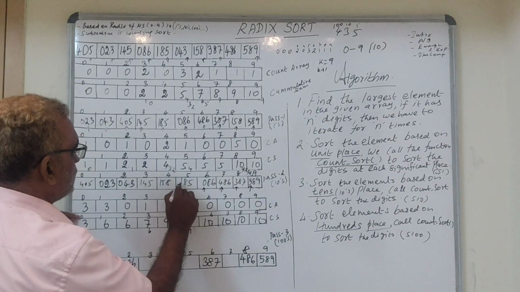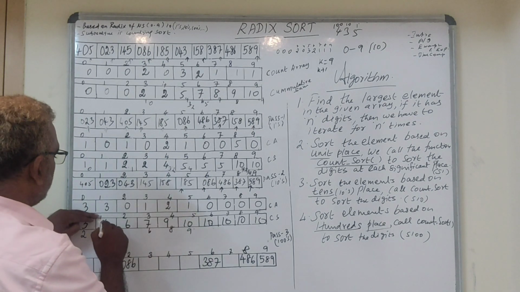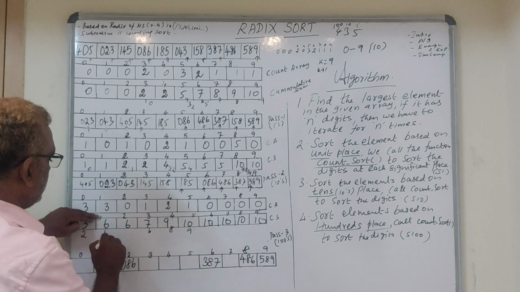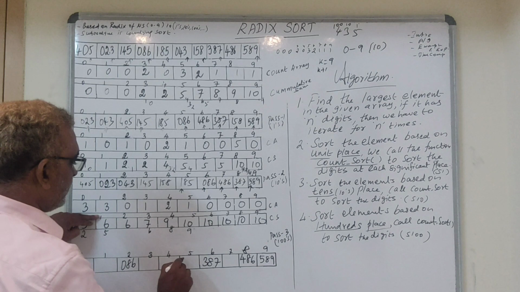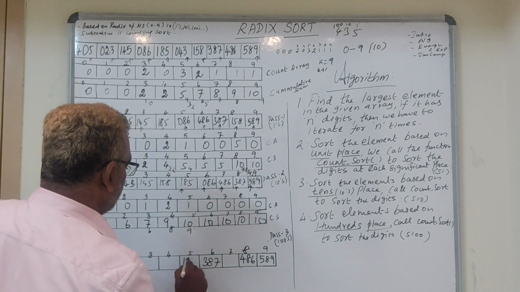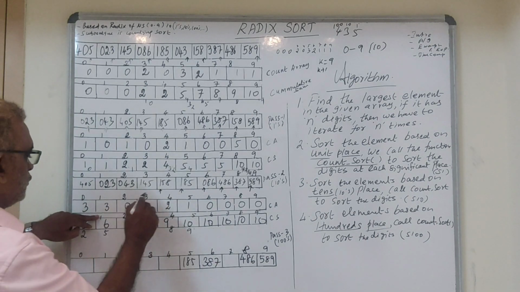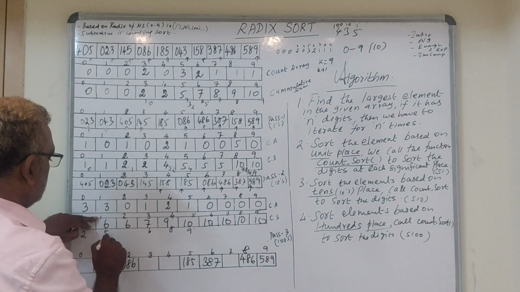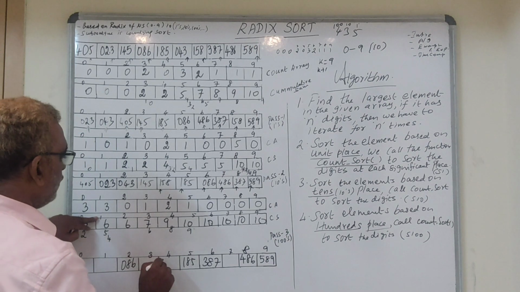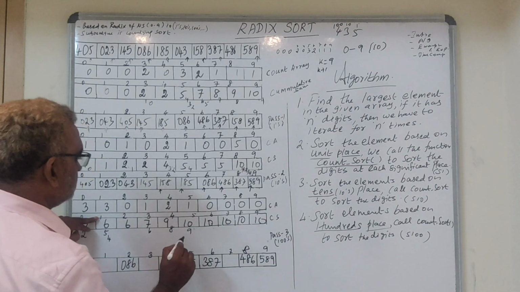Similarly, the next one is 1. Go to location 1. What's the value? It is 6. Reduce the value, that is 5. In location 5, store the value 185. Next value is 156. Go to 1. What is the value? That is 5. Reduce the value, that is 4. Go to 4 and store the value 156.